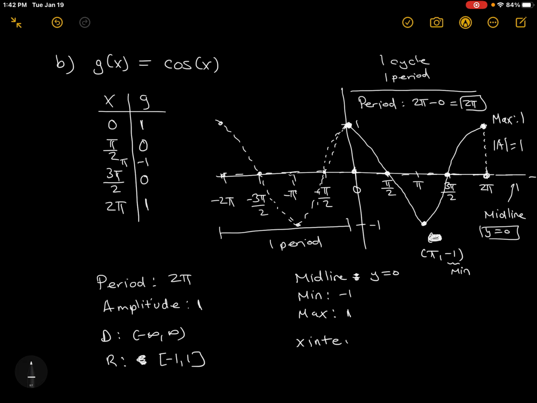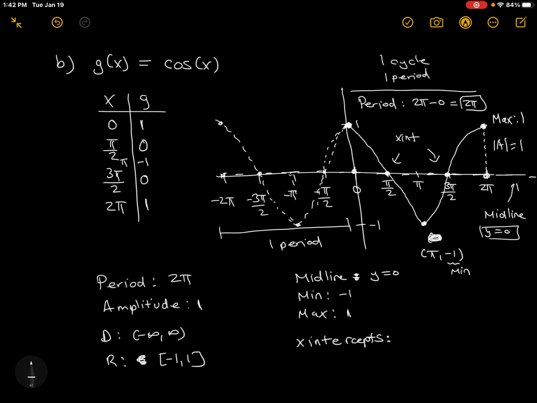The x-intercepts, again, I would pick the closest x-intercept to the x-axis. The first x-intercept I see that's closest to the x-axis, that is positive, okay, I must say it's positive, is pi over 2, right? There's your first x-intercept that's closest to the origin that's positive. The next x-intercept is 3 pi over 2, right? And then, of course, it goes on forever.